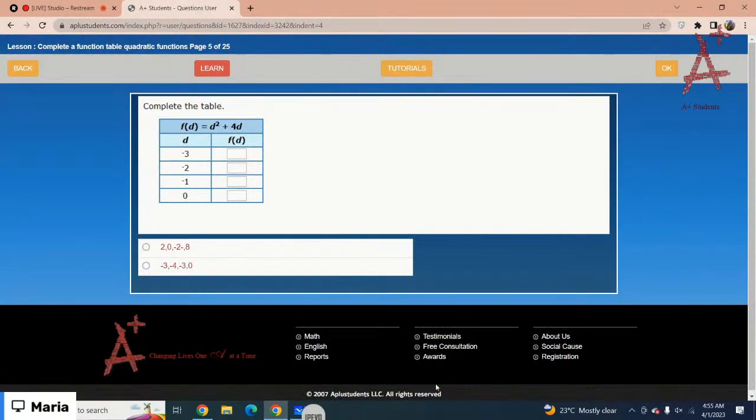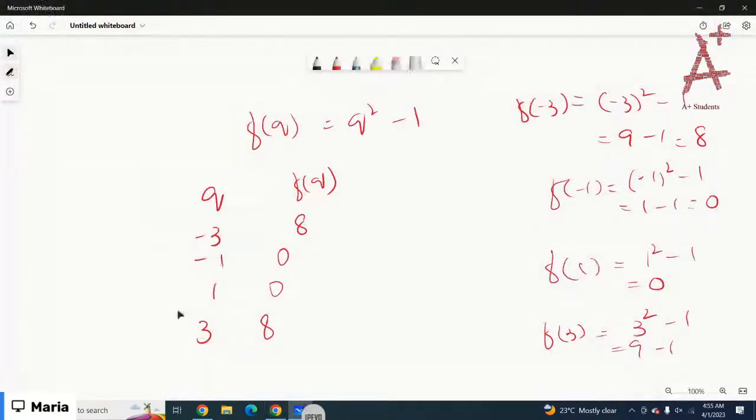Okay, the next one is f of d equals d square plus 4d.